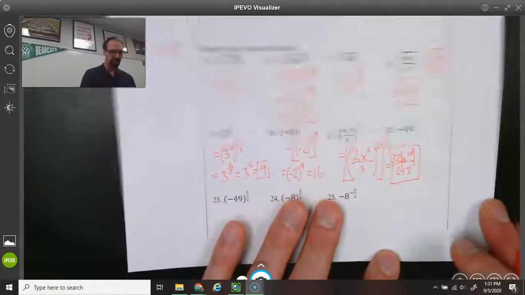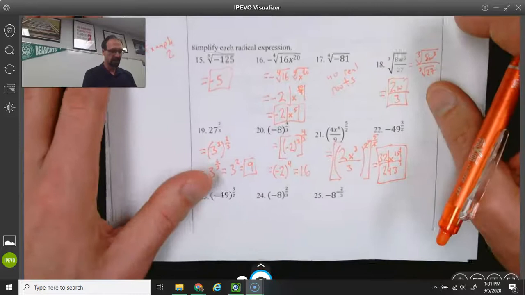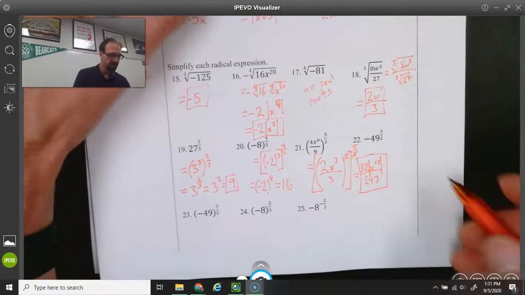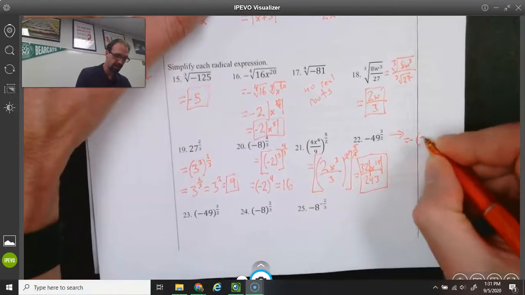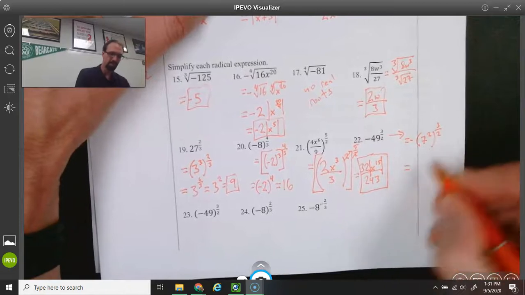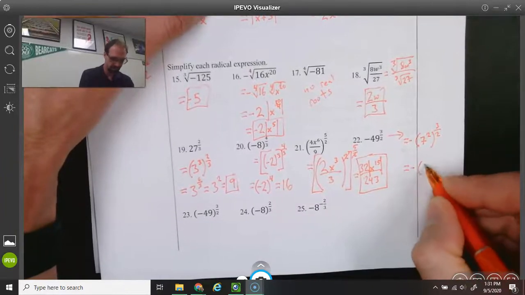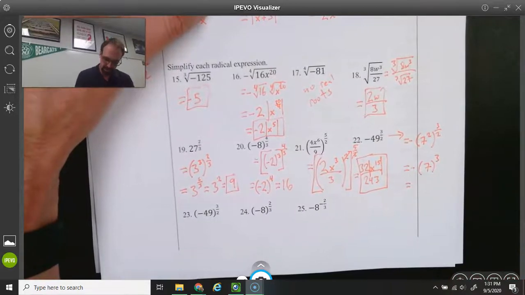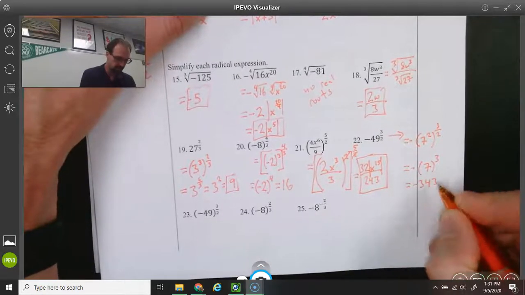So this is 21. 22, negative, and then 49 to the 3/2 power. Again, careful, this one does not have the parentheses around the negative part like we did in 20. So because of that, when we go through and do this, I'm going to have a negative symbol out in front, and then 7 squared, that's the same as 49, raised to the 3/2 power. Again, when you simplify this, 2 times 3 is 6. 6 divided by 2 is 3, so we have negative 7 cubed. And then 7 cubed is 343, so I have negative 343.